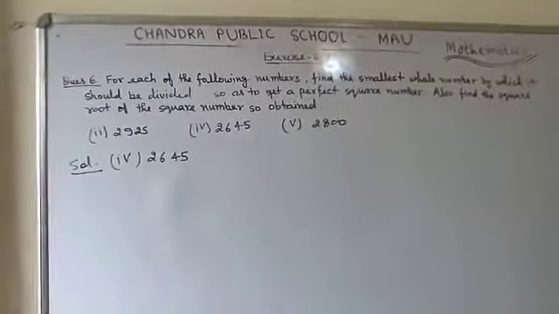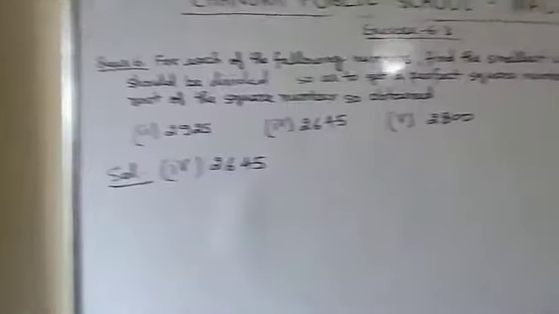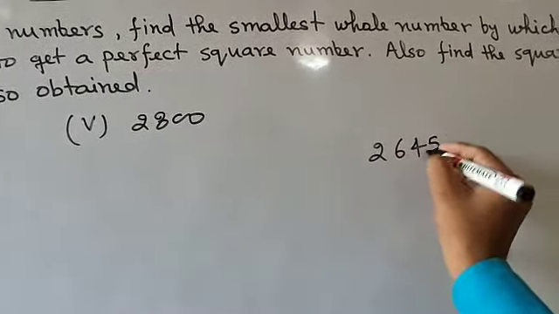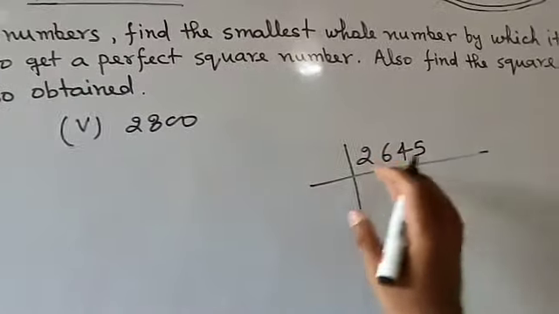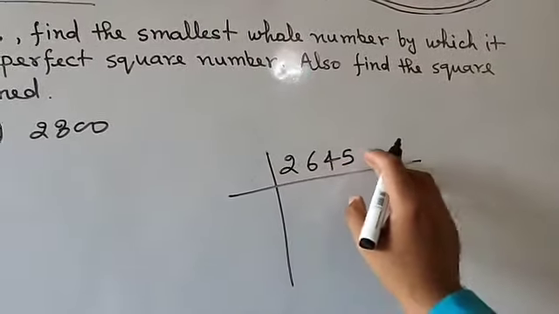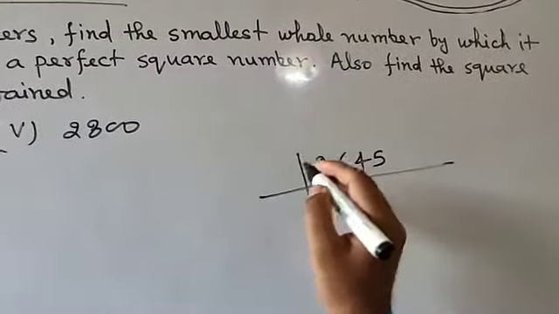Now student, the next number is 2645, that is the fourth part of question number 6. So again find the prime factors. Here it is not going to be divided by 2. Now check for 3: 6, 2, 8, 8, 4, 12, 12, 5, 17. 17 is not divisible by 3, so the number is also not divisible by 3.